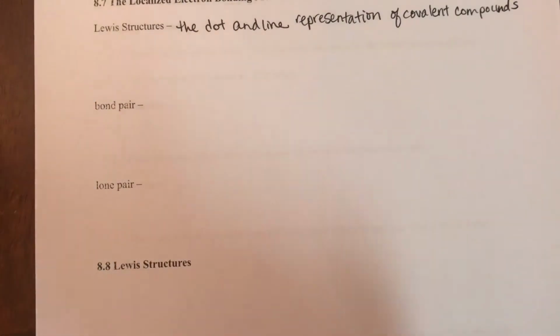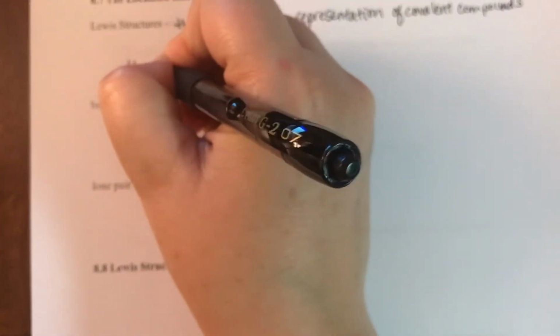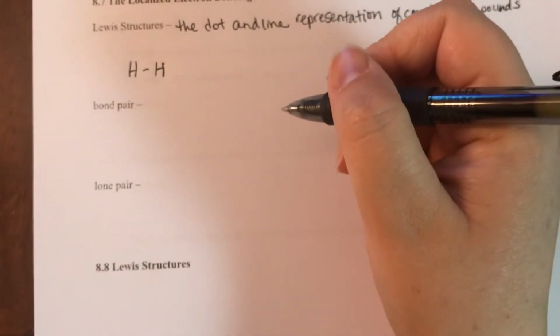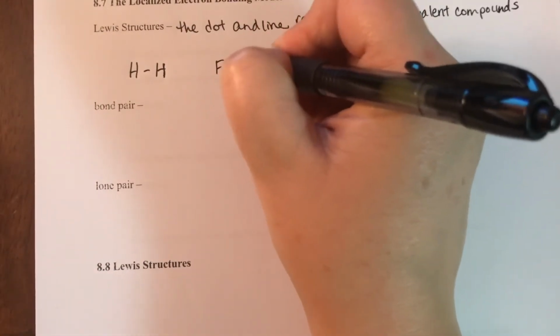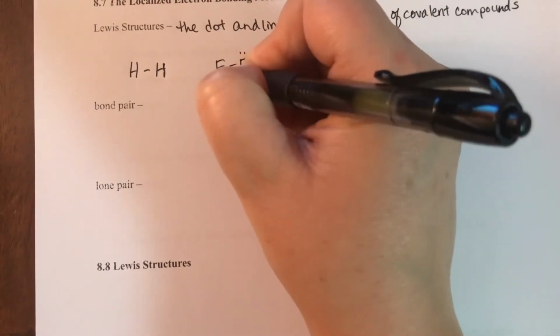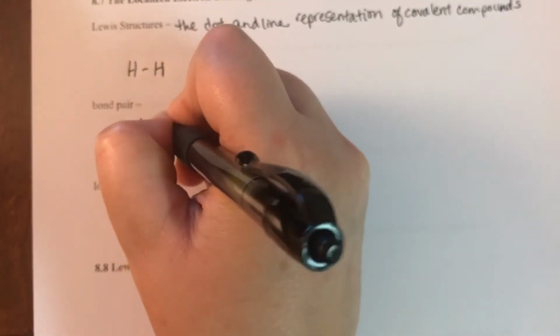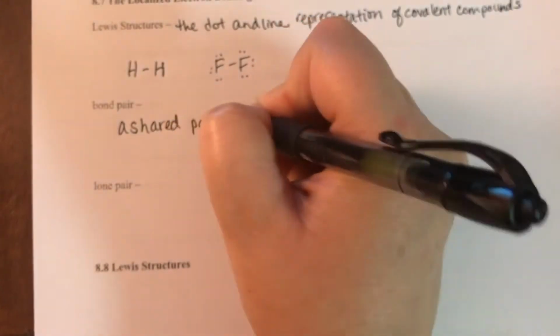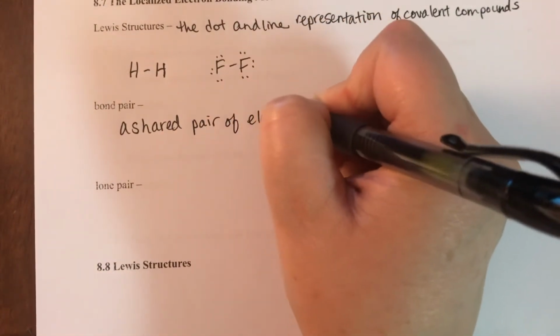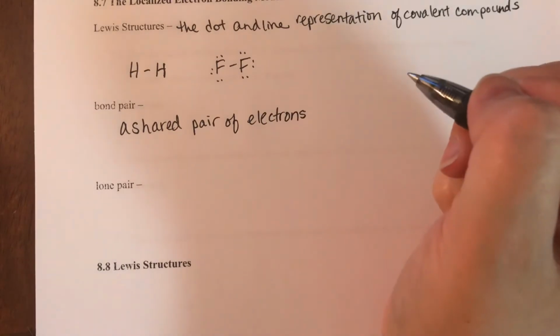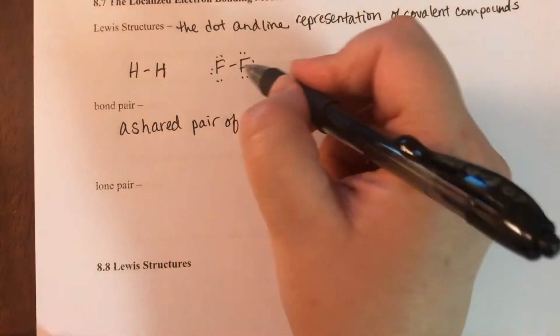So Lewis structures will be like, this is the Lewis structure representation of the hydrogen molecule H2. And this is the Lewis structure representation of the fluorine molecule F2. And we will get into on the next page how we come up with those. But it's the dots, each dot represents an electron, each line represents a pair of electrons, and it describes how the covalent compound is bonded together. A bond pair is a shared pair of electrons. So two electrons that both atoms share. Those electrons typically are found between the two atoms, and they'll be represented by a line.